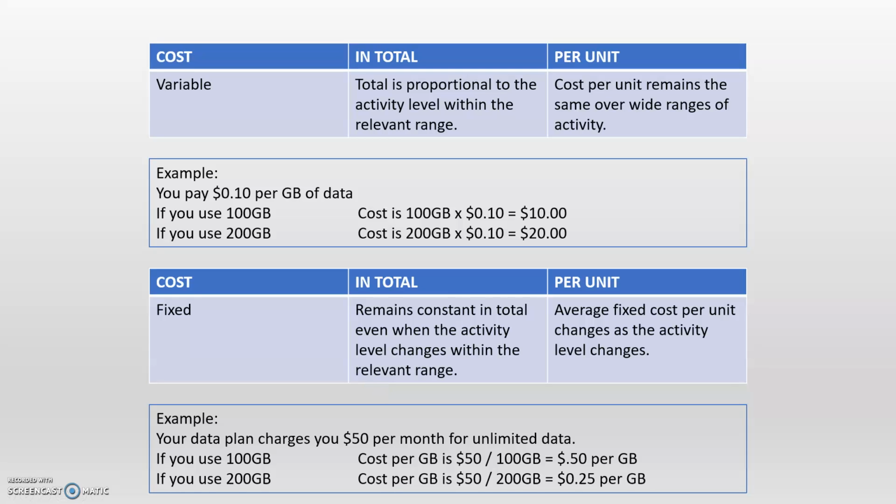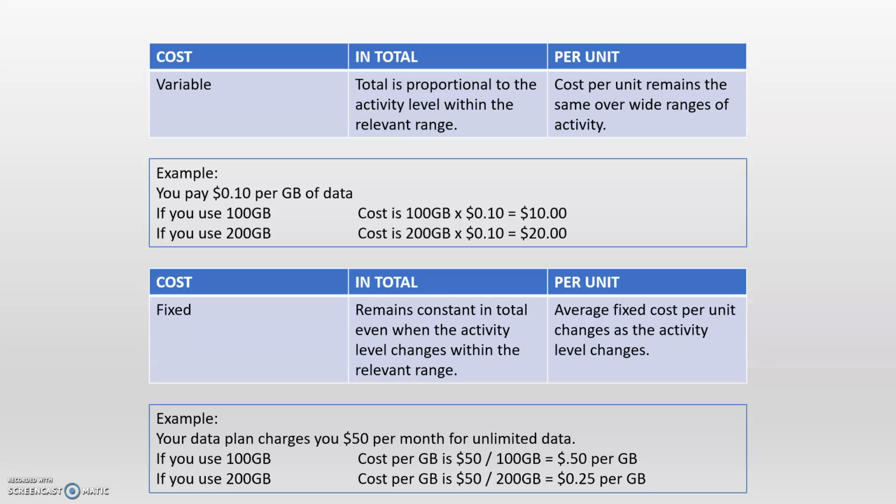Fixed costs remain constant in total even when the activity level changes. However, the average fixed cost per unit changes as the activity level changes. For example, suppose your rate plan charges you $50 per month for your phone, irrespective of how much data you actually use. Therefore, if you use 100 gigabytes of data, the fixed cost per unit is $50 divided by 100 gigabytes, totaling 50 cents per gigabyte.